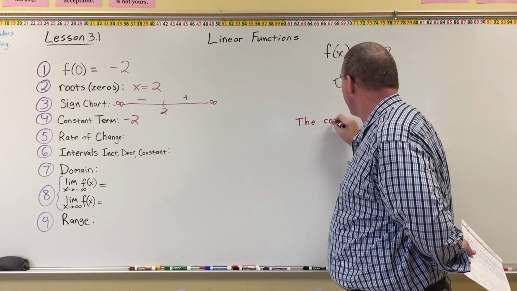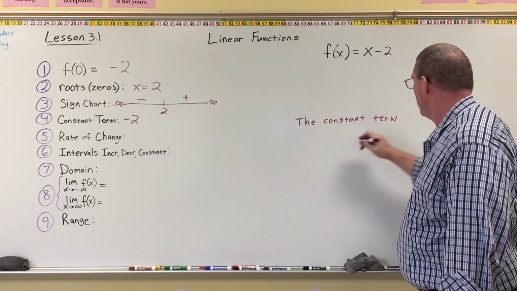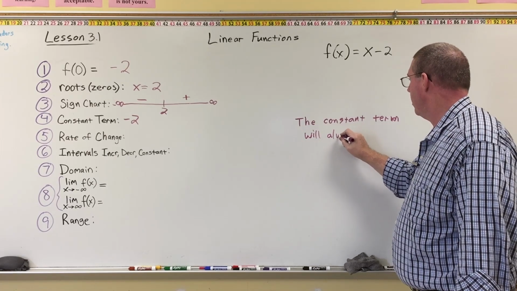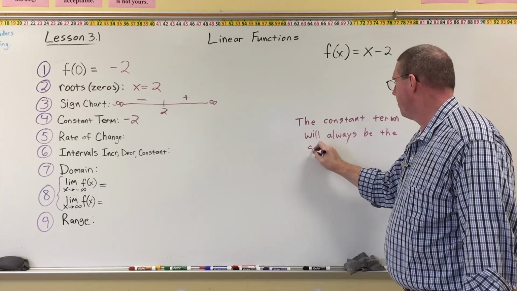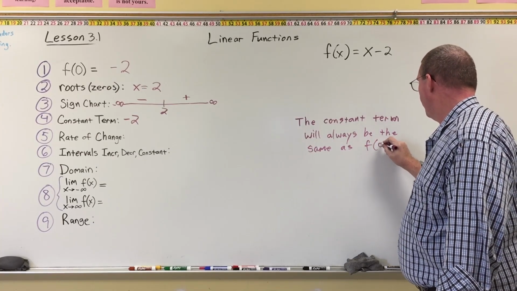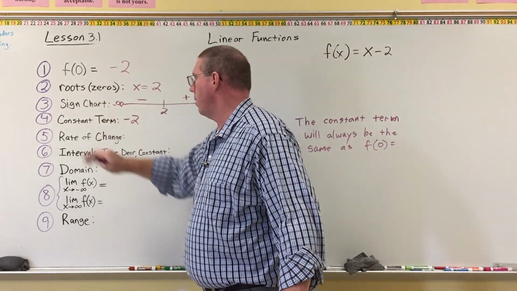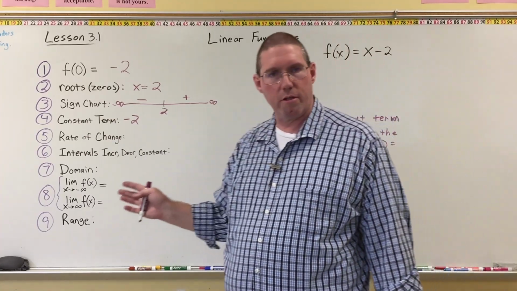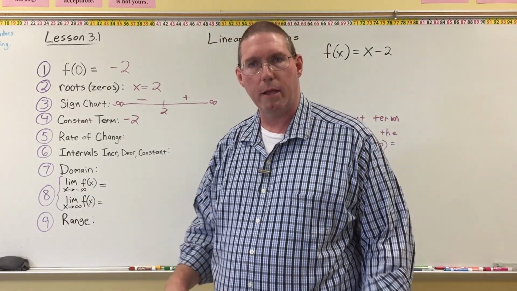The constant term will always be the same as f of 0. Okay? So you'll always have the exact same answer under number 1 and number 4 when it's a linear function. You're actually going to find that we're going to see that exact same thing again with quadratic functions. We're going to see that exact same thing again with polynomial functions.